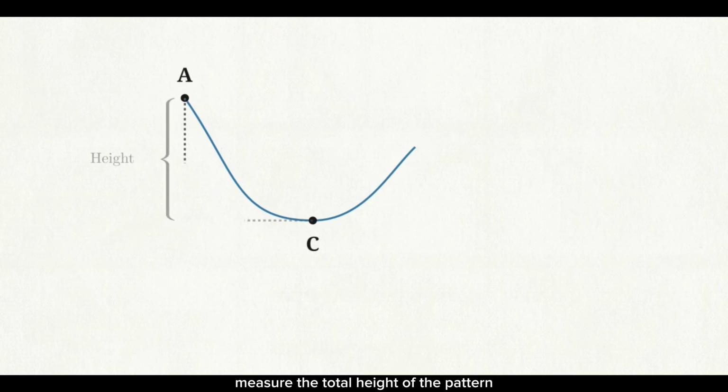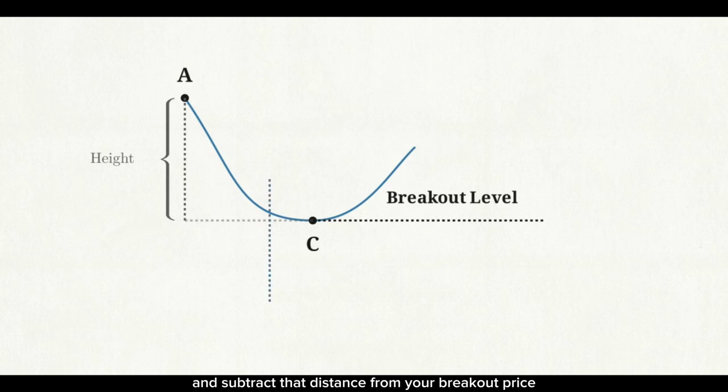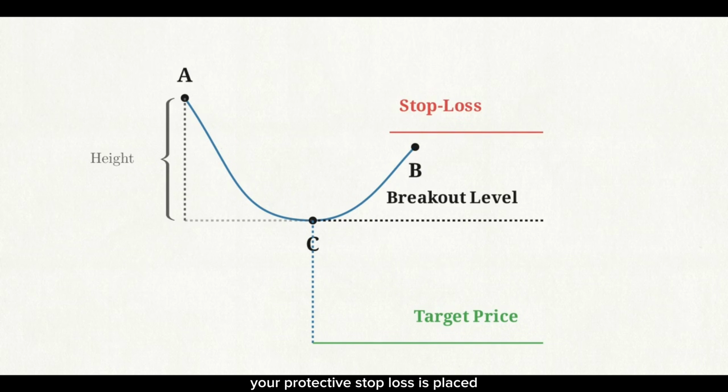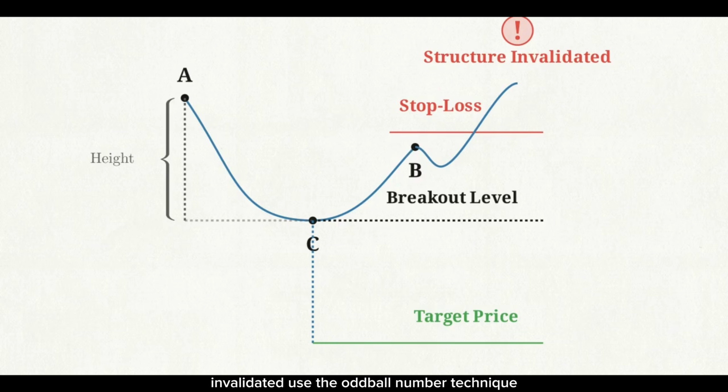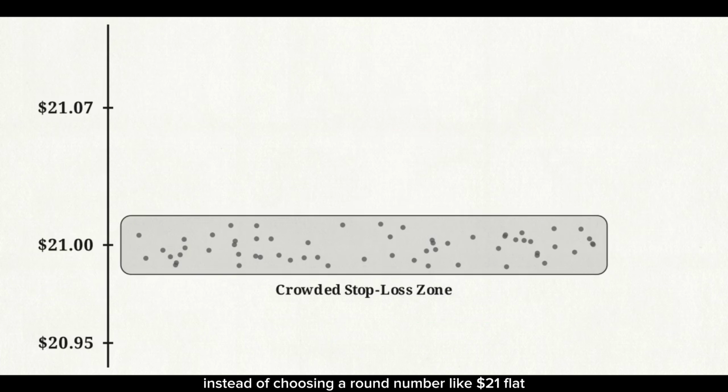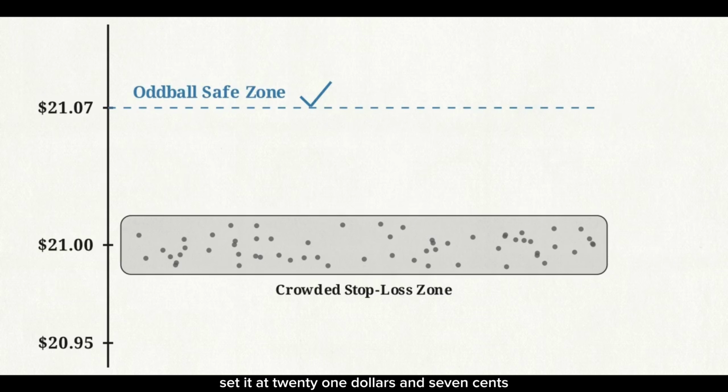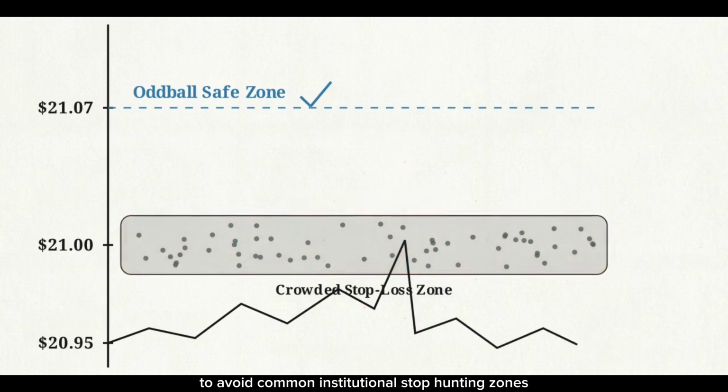To calculate your target price, measure the total height of the pattern from peak to bowl and subtract that distance from your breakout price. Your protective stop loss is placed slightly above the right lip. If price breaks above that peak, the bearish structure of the scallop is entirely invalidated. Use the oddball number technique for your stop placement. Instead of choosing a round number like $21 flat, set it at $21.07 to avoid common institutional stop hunting zones.